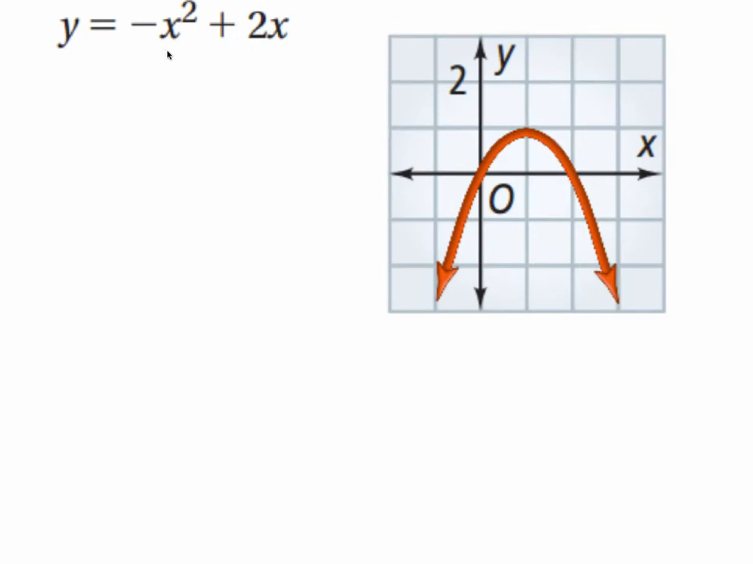And then it's increasing from this point on. Let's look at y as negative x squared plus 2x. Now we've graphed this one a couple of times. The leading coefficient is negative and the highest power is even. So the end behavior is down and down.